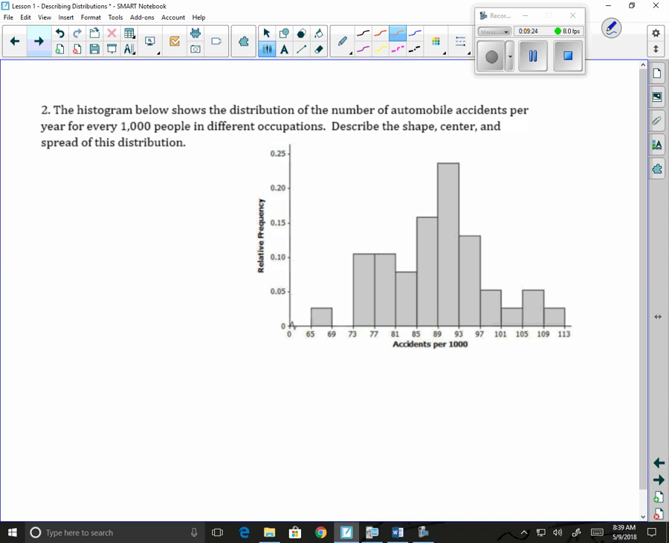The next question gives us another histogram. This one is automobile accidents per year. It says, describe the shape, center, and spread of the data. So it seems like this is, again, a normal curve. All right, so we'll say this is normally distributed. If I had to take an estimated guess, I'd say 90 is the mean. If you chose something different like 91 or 92, it's not wrong.